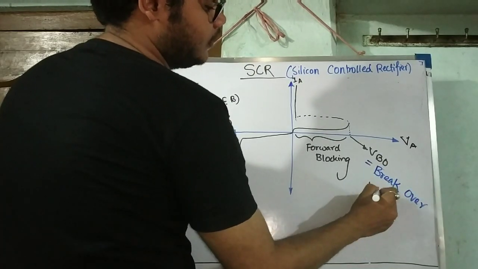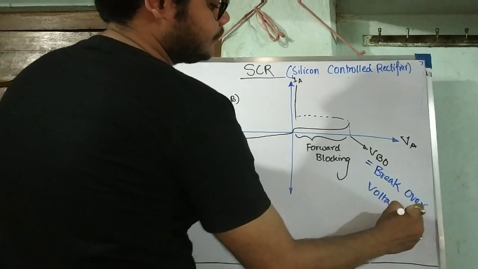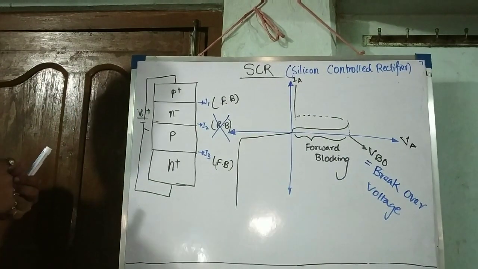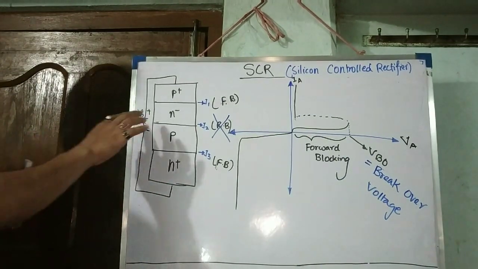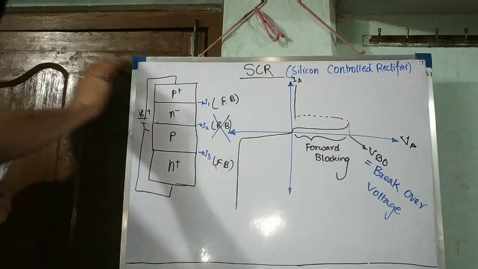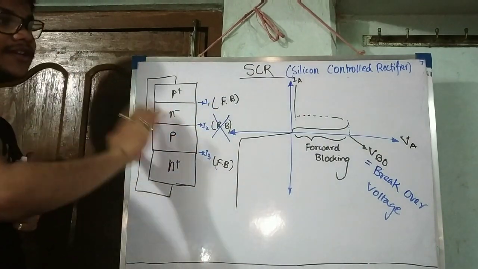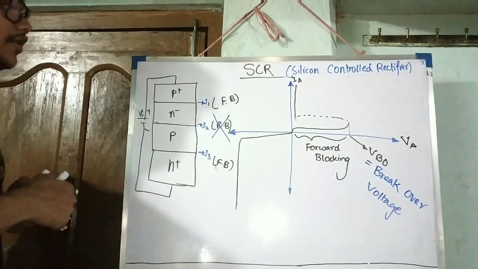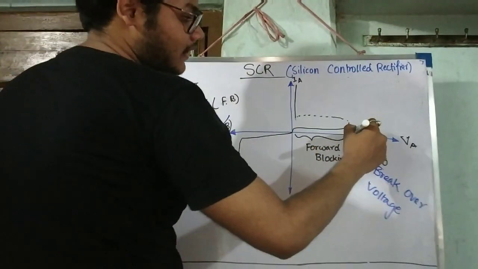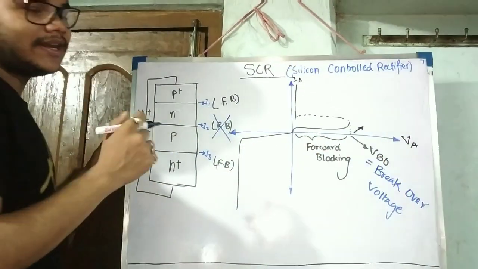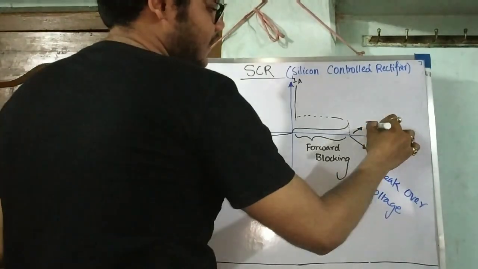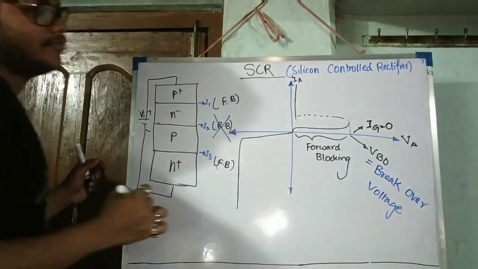So what is VBO? VBO is the voltage at which the J2 junction is completely broken down and avalanche breakdown occurs when you do not apply any gate signal. That means you haven't applied any gate signal yet, so IG, the gate current, is 0.